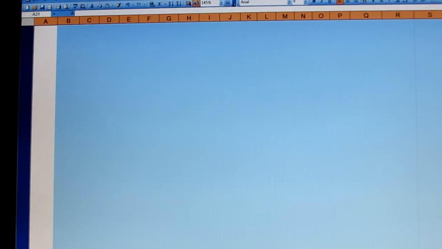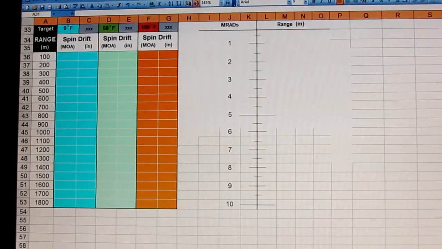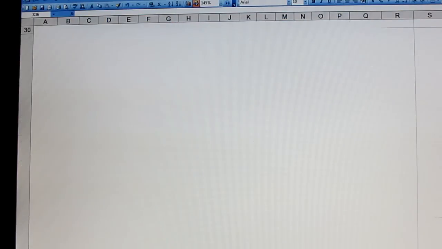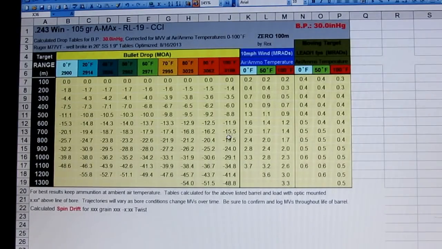And this is the spin drift. And it's being a turkey. It's not letting me just select it. But this is our spin drift table and our reticle table. And I'll show you guys how to set that up in a coming video. But for now, we're basically only concerned about this set of ballistic tables. So there we go. Now I have everything put in here.